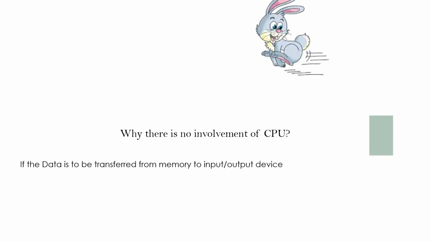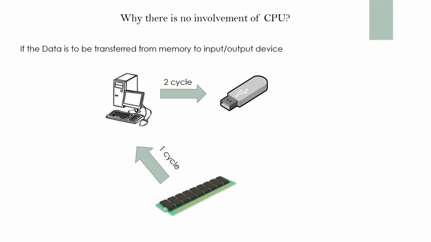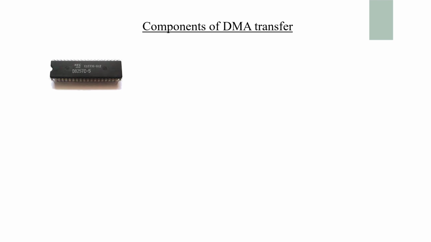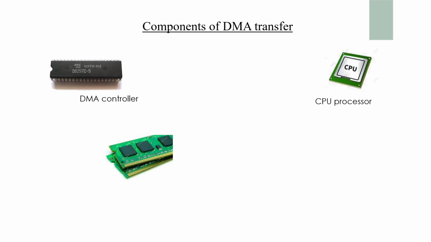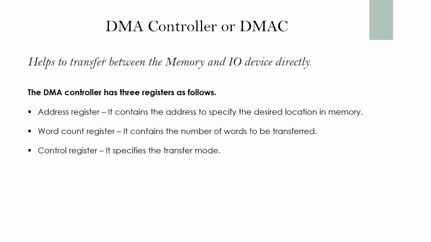For that purpose, we use a DMA controller, which is a hardware device that allows input-output devices to directly access the memory with less participation of the processor. The DMA controller needs the same old circuits of an interface to communicate with the CPU and input-output devices. There are four blocks of DMA transfer: DMA controller, CPU processor, memory, and input-output devices.